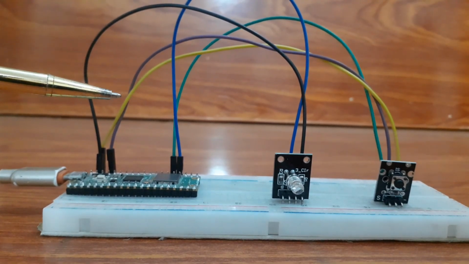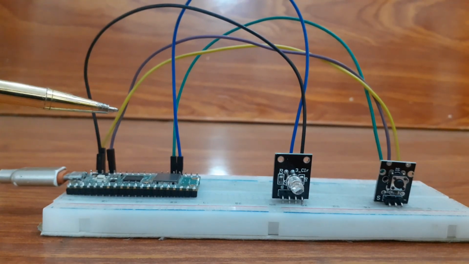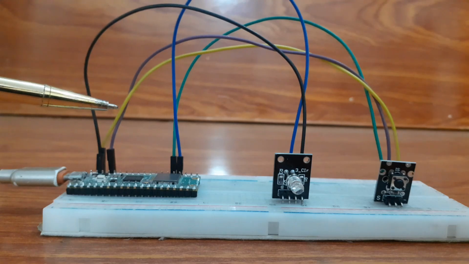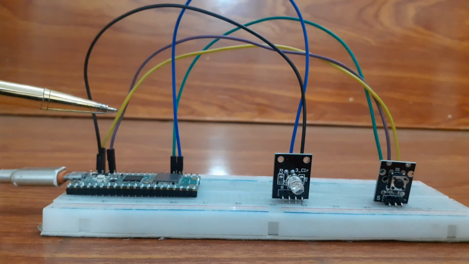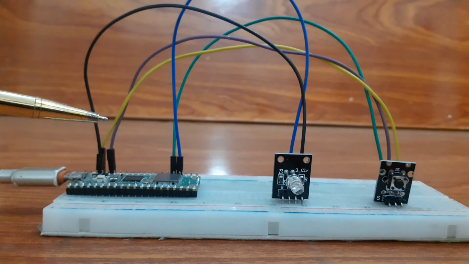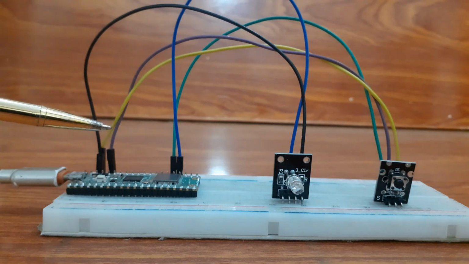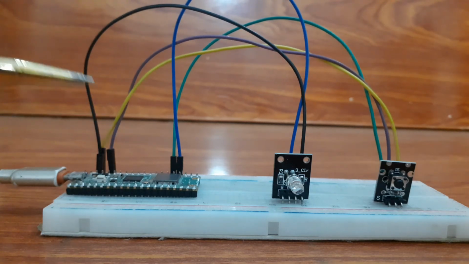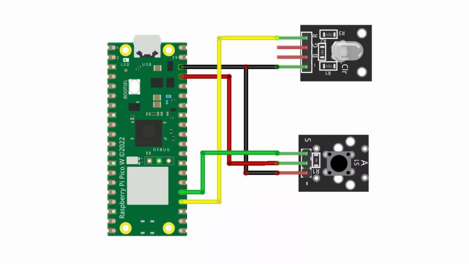Connect the VCC pin of the push button to 3.3 volt on the Pico. Connect the ground pin of the button to ground pin on the Pico. Connect the signal pin of the button to GPIO 19 pin on the Pico. Connect the ground pin of the LED to ground pin of the Pico. Connect the signal pin of the LED to GPIO 18 on the Pico.